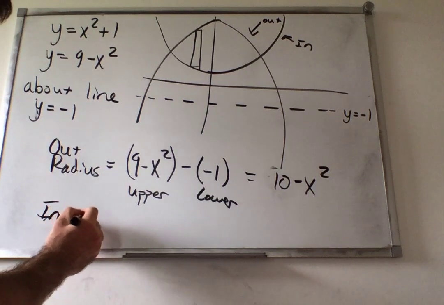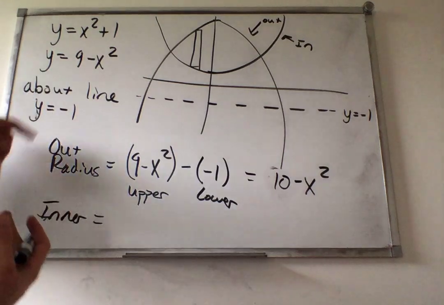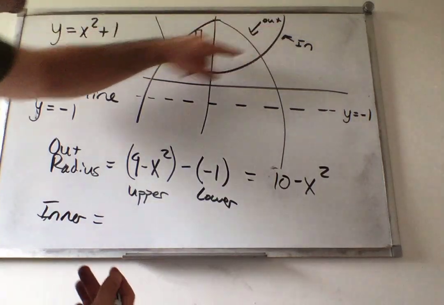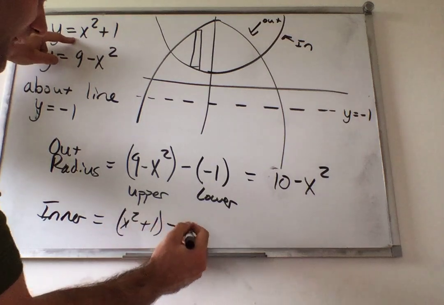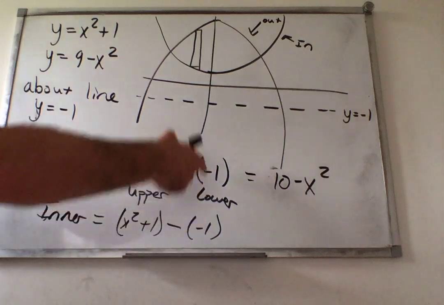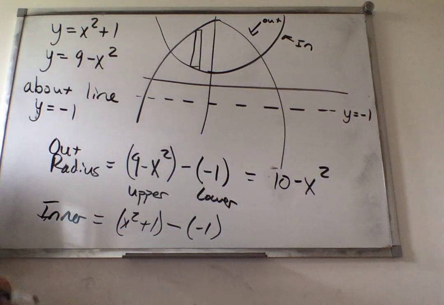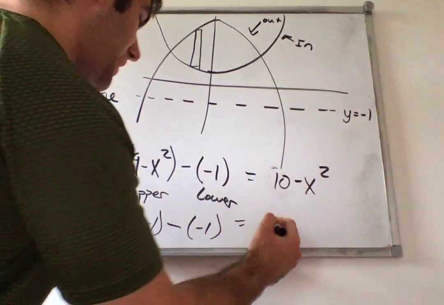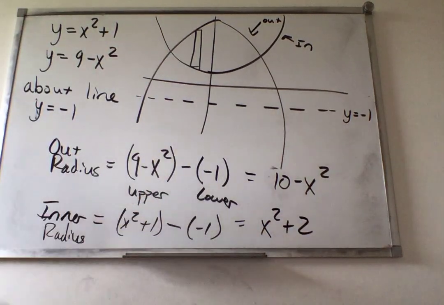And then the inner is the upper curve minus the lower curve. So this is the upper curve for the inner part of the radius. It's x squared plus 1 minus the lower curve, negative 1. Now, don't always think they're the same. It depends where the curves are positioned. Look for the upper minus lower radius. So this ends up being x squared plus 2. Negative, negative turns into a positive.